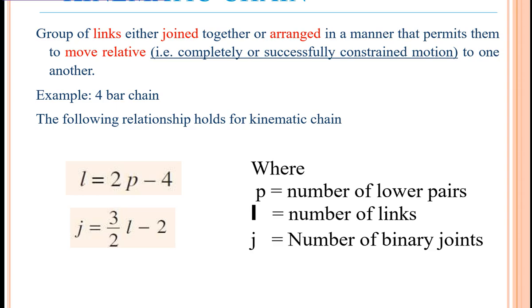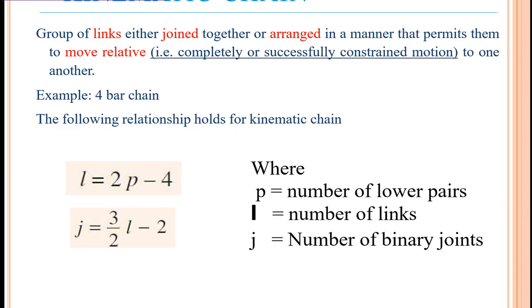So we define a kinematic chain. A group of links either joined together or arranged in a manner that permits them to move relative to one another is called a kinematic chain. The best example we can take is a 4-bar chain.